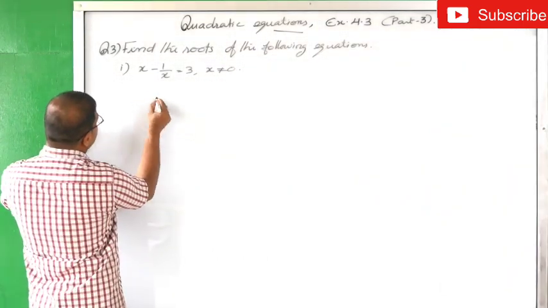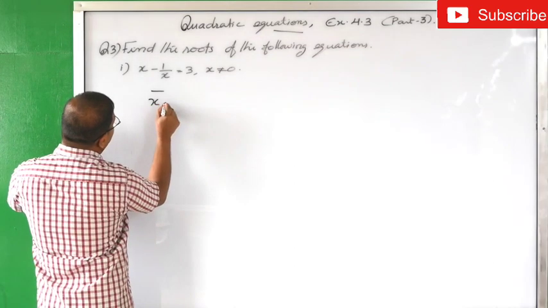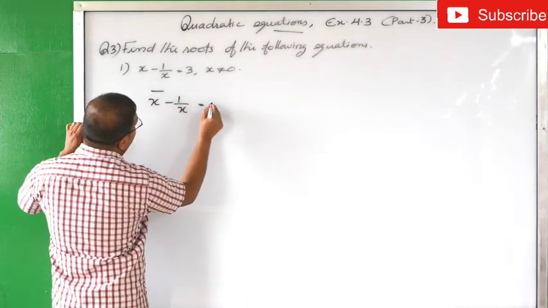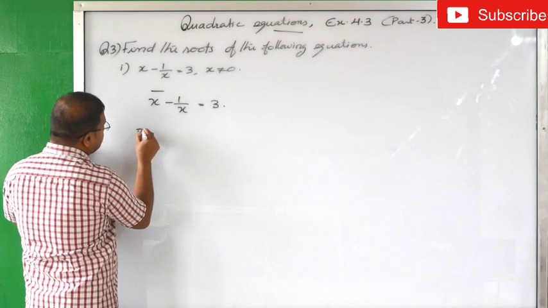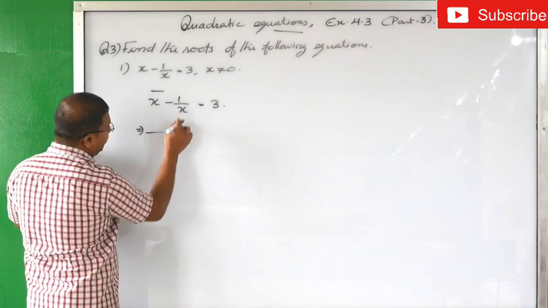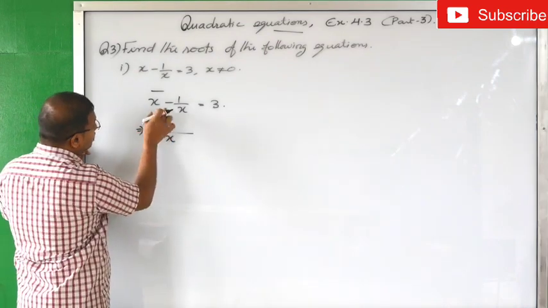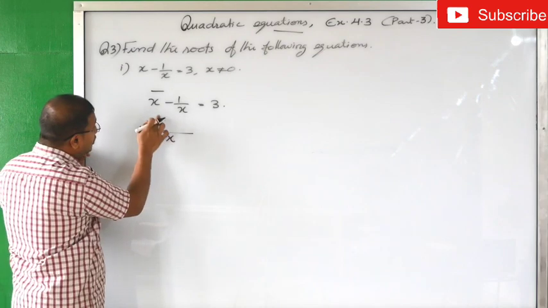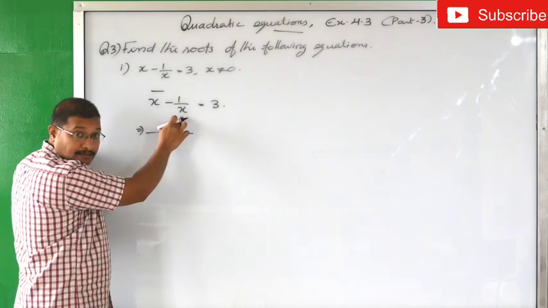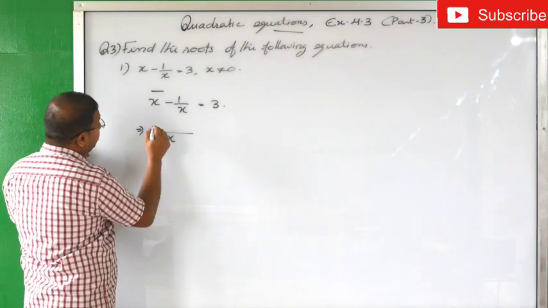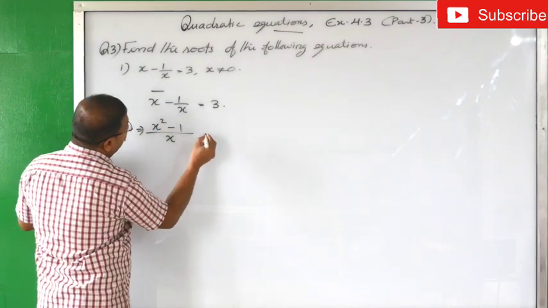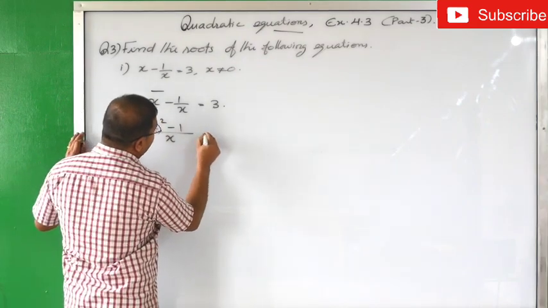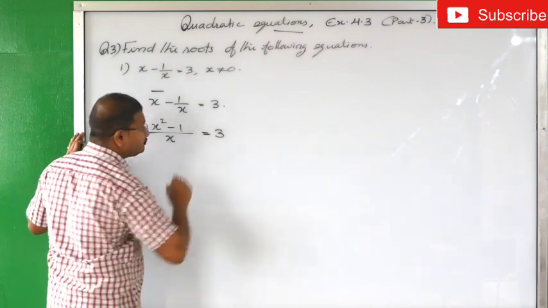So first we'll write one more time. x minus 1 by x equals 3. This implies x, I am taking as LCM. Then we took already x as LCM. Then there is no LCM here. So this you have to multiply here, isn't it? That means x into x, x square minus 1. Here is already 1. So minus 1 equals 3.